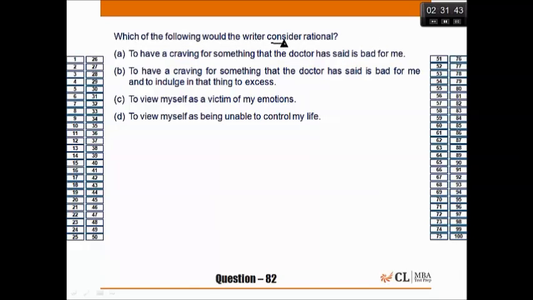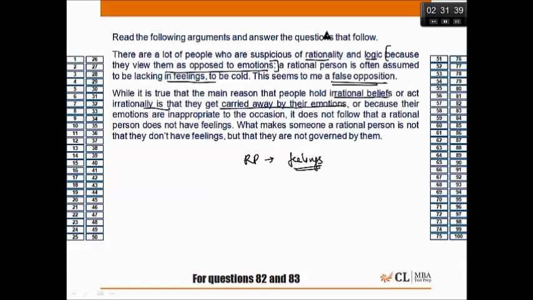Which of the following would the author consider rational? Before we check, let's go once here. He is saying what makes rational people is not that they don't have feelings, they have feelings, but they are not governed by them. You should not be governed by your feelings, and the irrational get carried away. So you are not supposed to get carried away. You are not supposed to be governed by them, but you can have feelings.